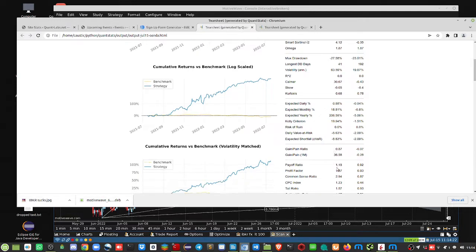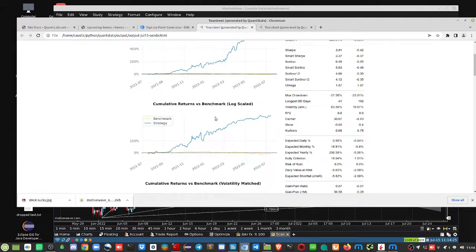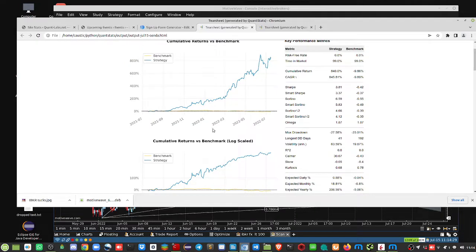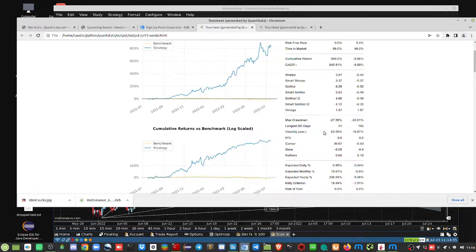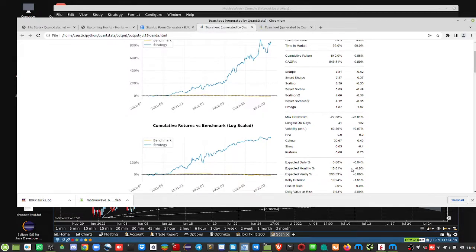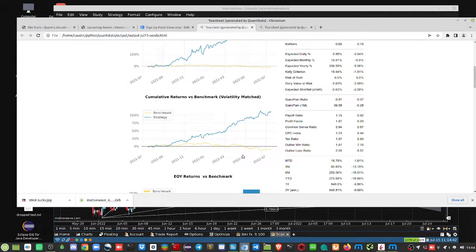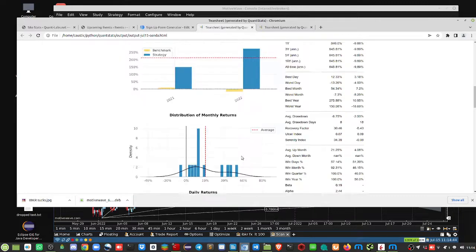The drawdown, if I can find it here, I mean, that curve is fairly stable, especially along here. Here's a couple of drawdowns. This is over the last year. But what really matters here is monthly returns.